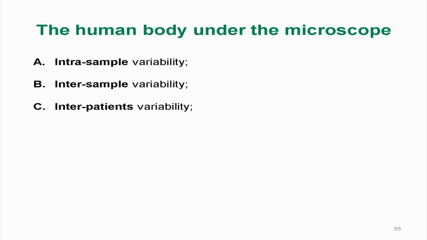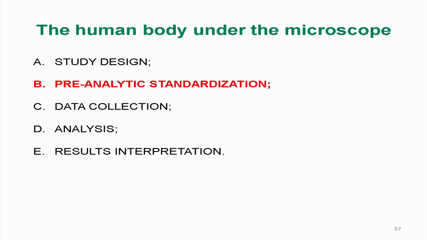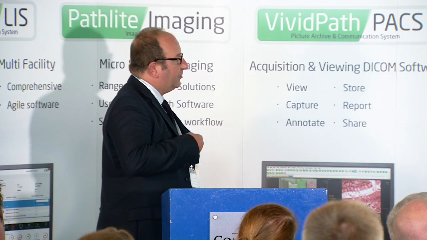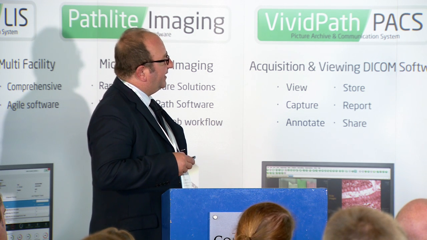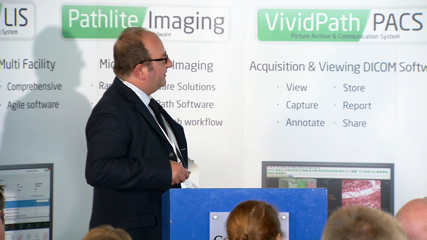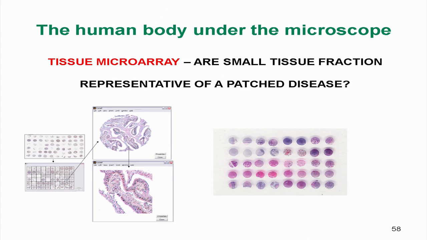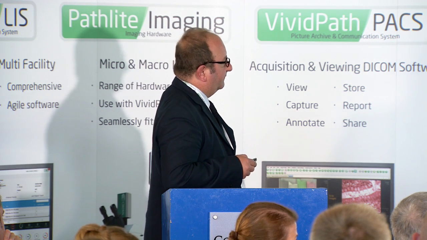And this changes the so-called intra-sample variability, the inter-sample variability, and the inter-patient variability. The main phases to proceed with, with different technologies from a simple microscope to a more complex microscope, are the study design, the pre-analytical standardization, the data collection, the analysis, and the results interpretation. Another aspect in image analysis is the tissue macroarray. In particular, are small tissue fractions representative of a whole disease? This is a most important question.